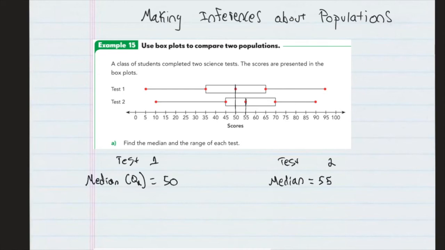And the range is when you take the largest number. So for test 1, that's 95. And you subtract the smallest number. For test 1, that's 5. So 95 minus 5, which is 90. And we do the same thing for test 2. It's 90 minus 10.